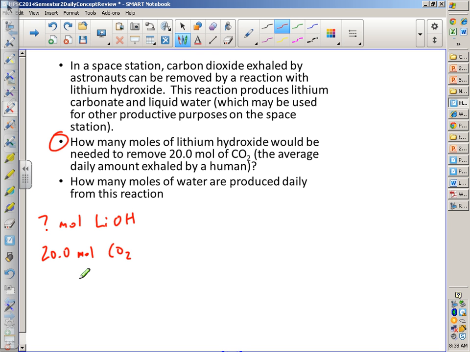Balanced equation, okay? It says, carbon dioxide exhaled by astronauts can be removed by a reaction with lithium hydroxide. This reaction produces lithium carbonate and liquid water. From that description, you should be able at least to tell me what the reactants of this reaction are and what the products of this reaction are. Okay? Think about it. If you don't have it in your head, take 10 seconds and think about what the reactants and what the products are.